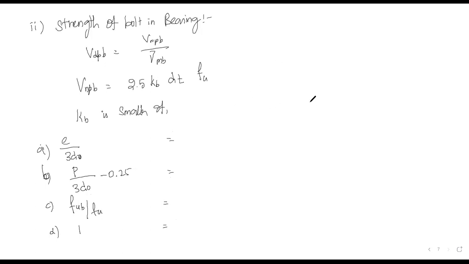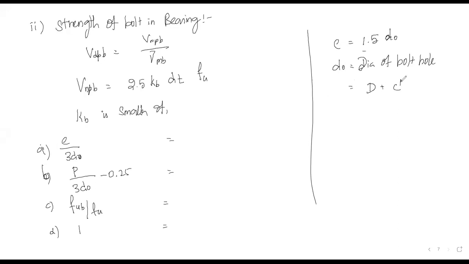So FU, we know that. So edge distance, we are going to take as 1.5 times d naught, whereas d naught is equal to dia of bolt hole. So bolt dia plus clearance we have to add. Bolt dia is 20 mm plus clearance of 2 mm, so 22 mm is the dia of the hole. So e becomes 1.5 times d naught, which is 33 mm. Similarly, pitch p is equal to 2.5 times d.